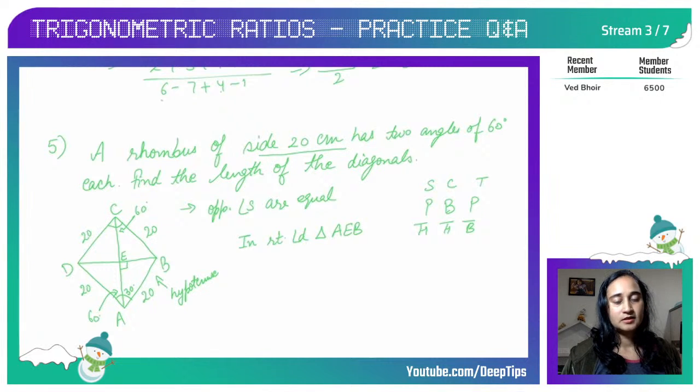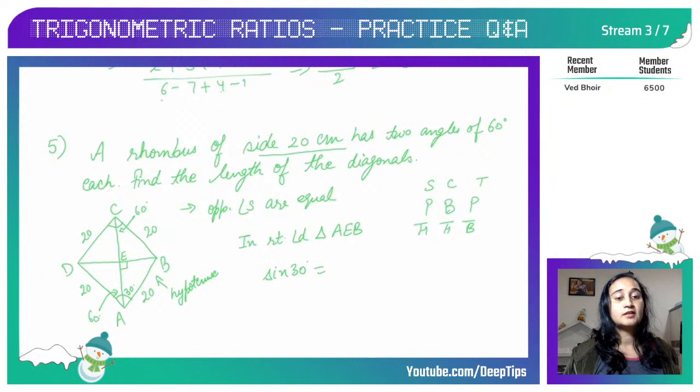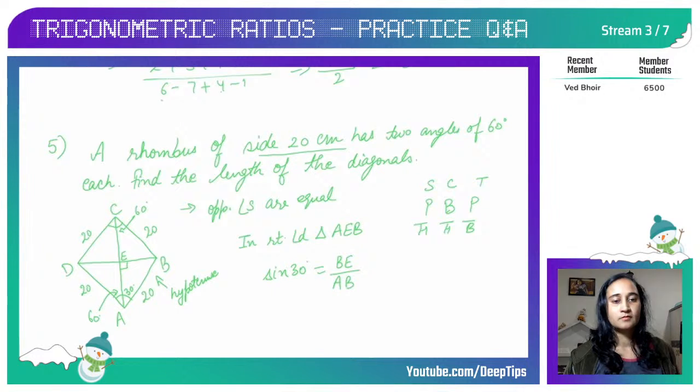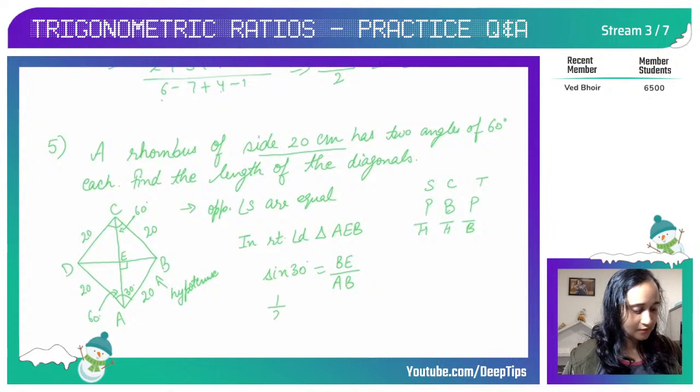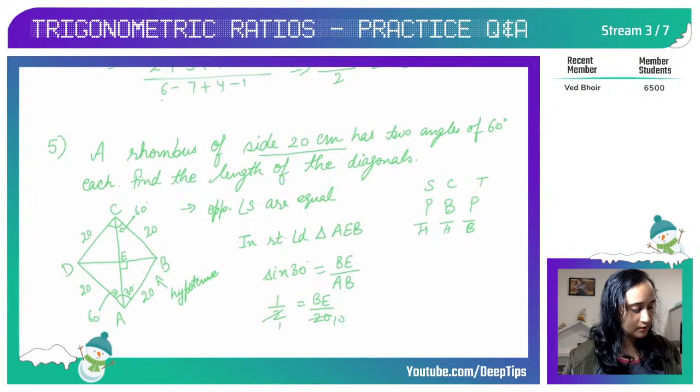I have my 30 degree, so I can just take sine 30 degree, and I know sine 30 is perpendicular upon hypotenuse. So here my perpendicular is BE and hypotenuse is AB, correct? So sine 30 is BE upon AB. So what is the value for sine 30? Sine 30 is 1 by 2. So 1 by 2 is equal to BE upon AB, which is 20, correct? So 2 ones are 2, 2 tens are 20. So BE is equal to 10.